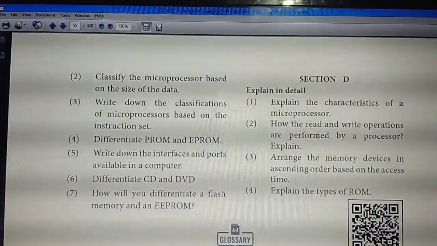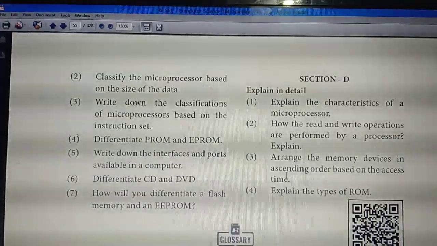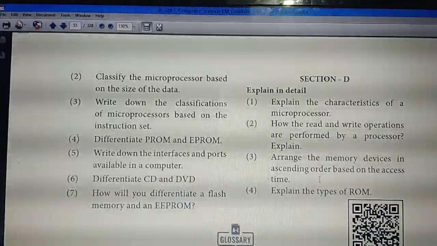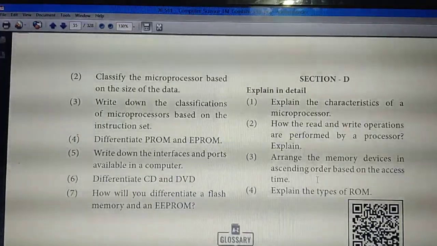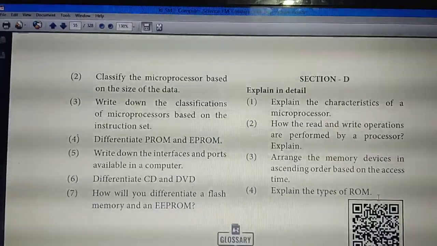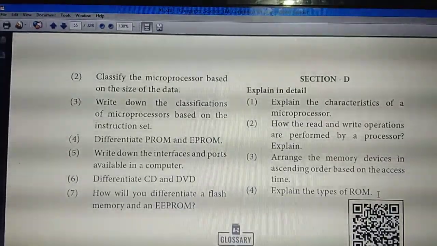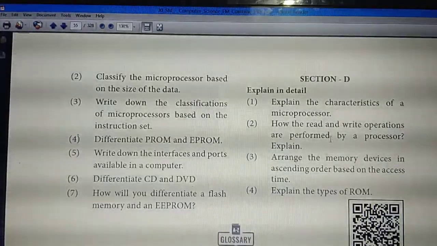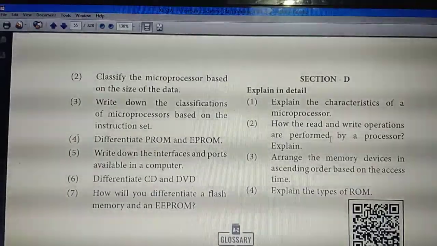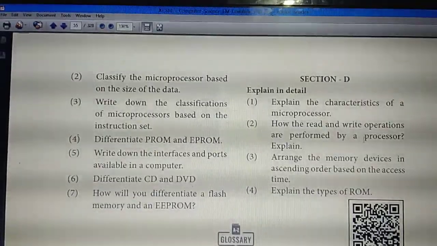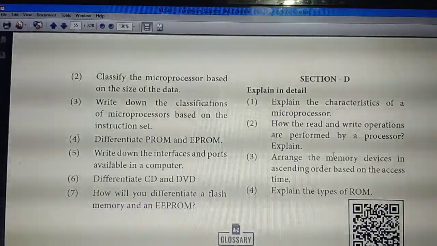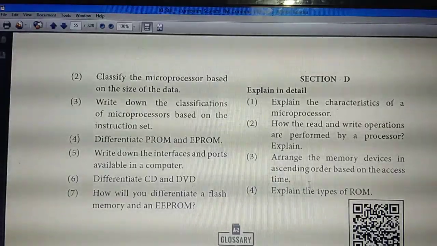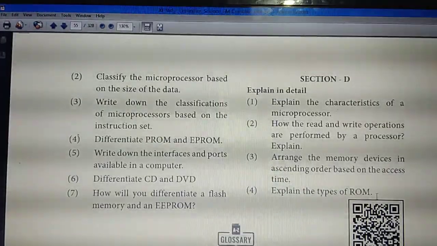Then third question, page number 43 to 45. Fourth question, 44 and 45. Once again I am repeating. First question, page number 42. Second question, page number 42 and 43. Third question, 43 to 44. Next question, 44 to 45.